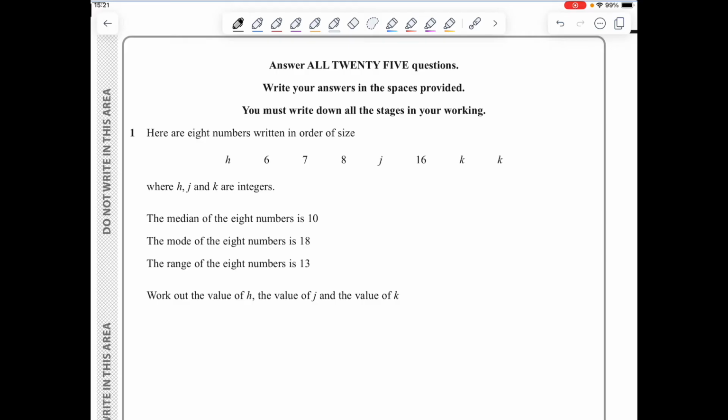For question 1, the median is halfway between those two observations and we're given is equal to 10. Therefore, 8 plus j over 2 is equal to 10. And if you solve for j, you'll find that j is equal to 12.